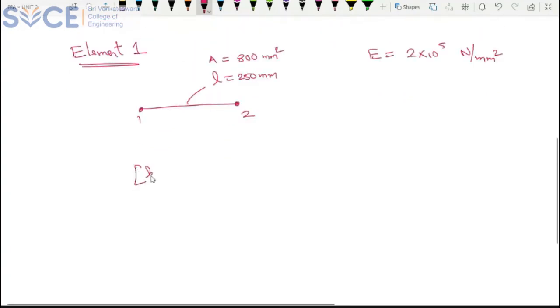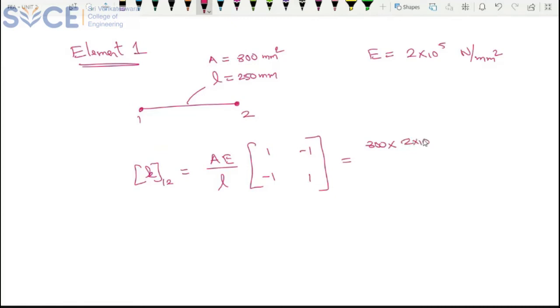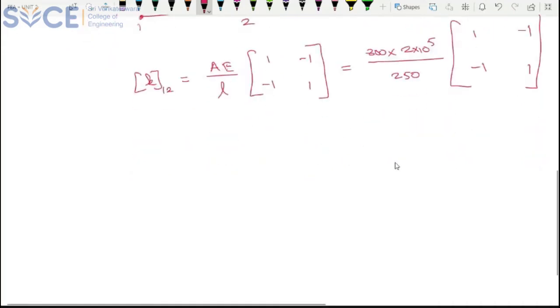Element stiffness matrix K12 is A E by L times [1 -1; -1 1]. Let us solve. A is 800, E is 2 into 10 power 5, L is 250, and you have 1 minus 1 and minus 1 and 1. So what is the answer for this? 800 into 2 divided by 250. What is K12? You are getting 6.4 into 10 power 5.